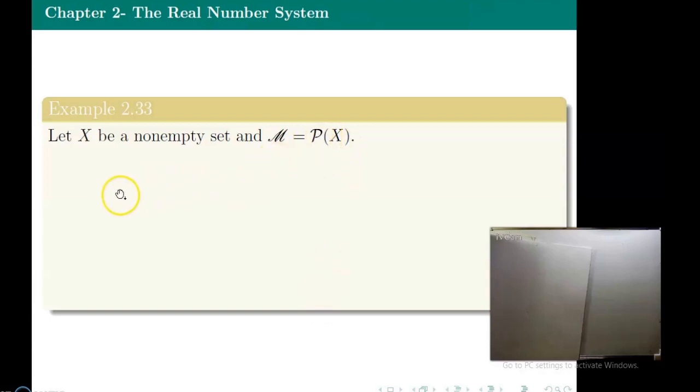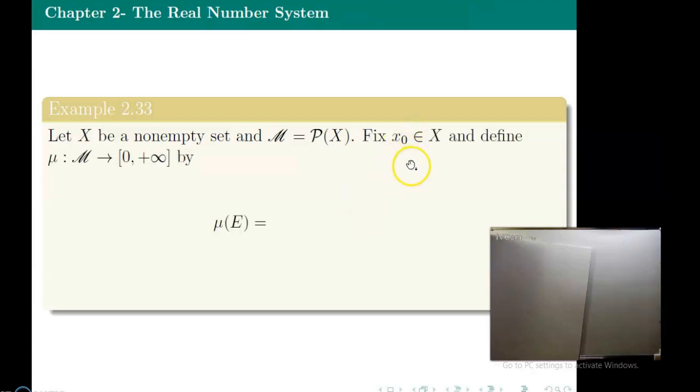Now let's have another example here. We let X be a non-empty set, and still we have this sigma algebra, which is equal to the power set of X. We will fix x sub 0 in the set X, and we define this function rather by mu of E, which is equal to 1 if x sub 0 is in E, and 0 if x sub 0 is not in E. So, it's a very simple definition of a function.